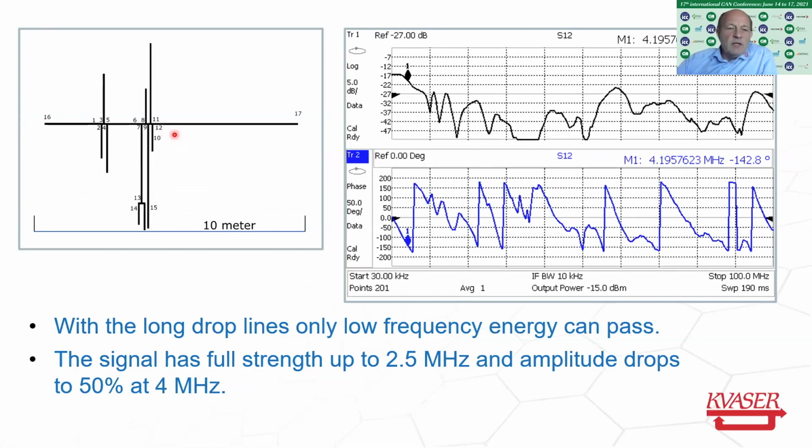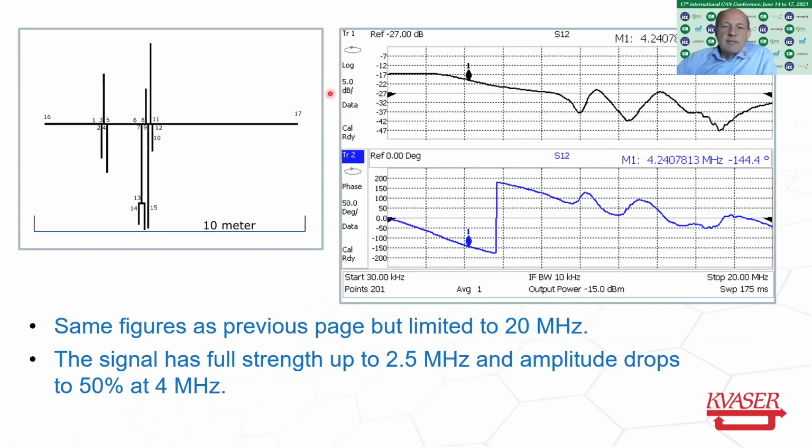And if you put in all the long drop lines, you see here that the 5 megahertz now is at 3 dB. So actually, what you can pass through here is 2.5 megahertz. So 1 megabit is the maximum you can pass through a network like this.